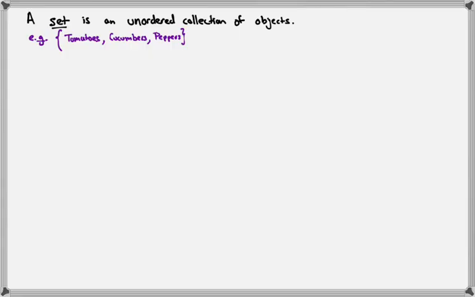For us, we're typically going to be talking about sets of numbers. So there are some commonly occurring sets that have traditional names, and we should review that terminology. So for example, you may be familiar with the natural numbers.